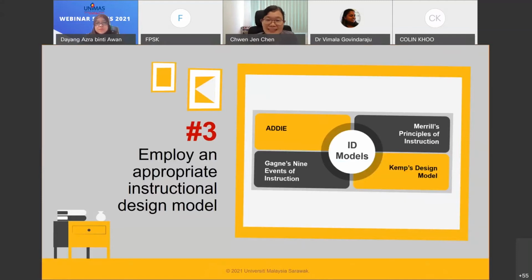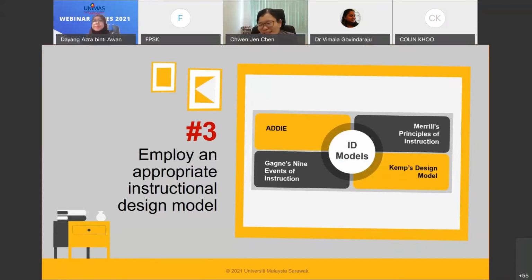All right, the next consideration is about employing an appropriate ID model, instructional design model. So now, what is actually an ID model? It prescribes the design and development steps, so that important aspects during the design and development process of our online learning are not left out. Okay, therefore if we follow the model, we won't miss out important aspects.